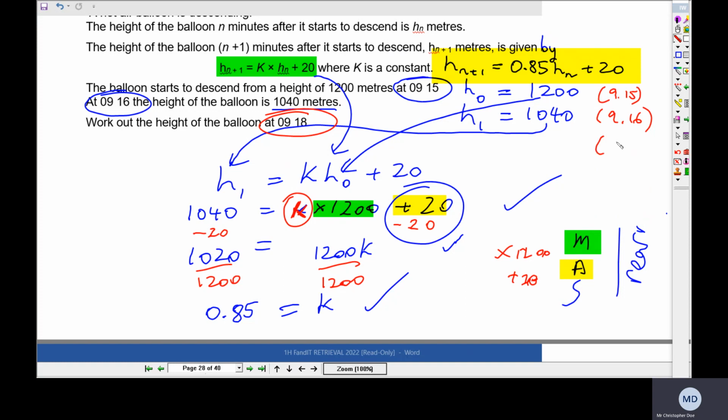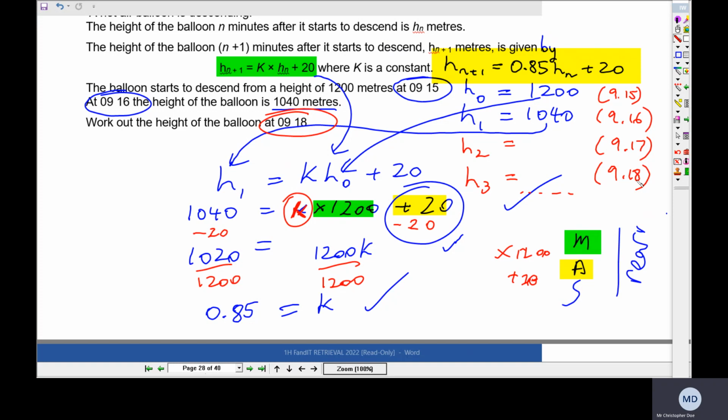So what time do we need? Do we need 917? Because 917 would be H2. Is that what we need? We need 918, which is actually H3. So we know H0 and H1. You've got to work out H2 to help you get H3, and H3 is the answer that you want, because in the question it said, what's the height of the balloon at 918?